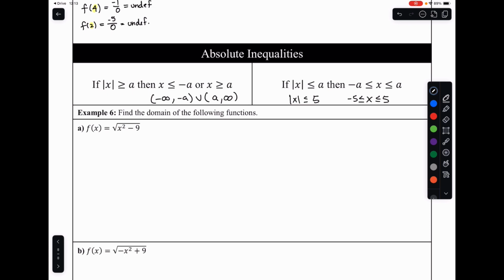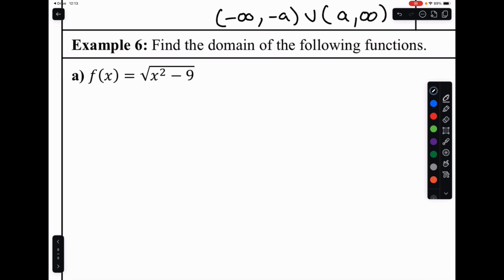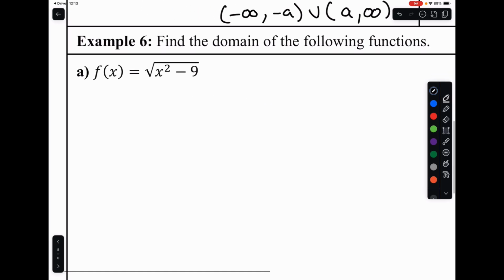Let's look at an example of a quote-unquote a little bit more advanced function regarding square roots. So here our objective is to identify the domain of the following function. Well, like the previous examples, we start the same way. We get our radicand and find what will make our radicand positive. So we're going to set that to be greater than or equal to 0. So x squared minus 9 would be greater than or equal to 0.